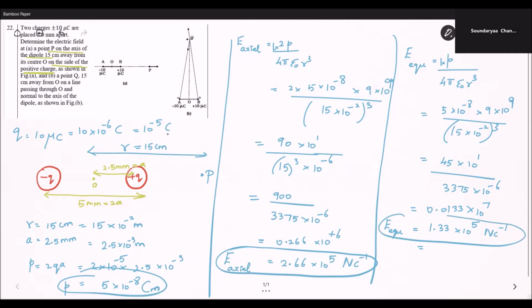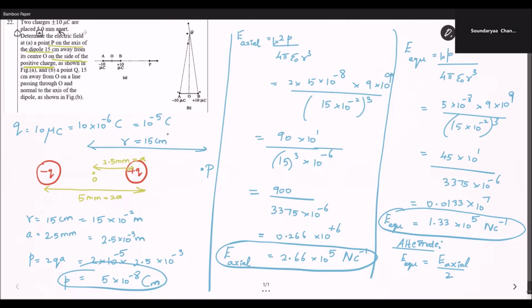And now listen children, I have solved through the formula method, but I can give you one alternate method to solve the equatorial line. You know, E equatorial is E axial divided by 2, right? E axial is 2 times greater than E equatorial. So I have taken E axial by 2. Already I have calculated the answer for E axial, that is 2.66 into 10 power 5 divided by 2. And now the answer is 1.33 into 10 power 5 Newton per coulomb. You can use the alternate method when you don't find the time to complete the answer.